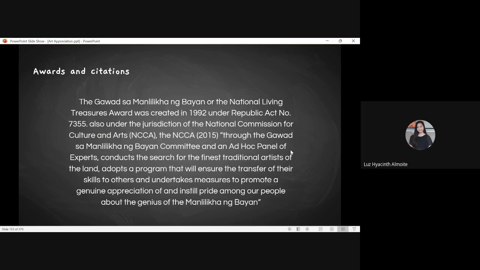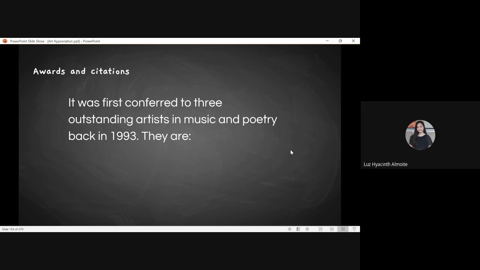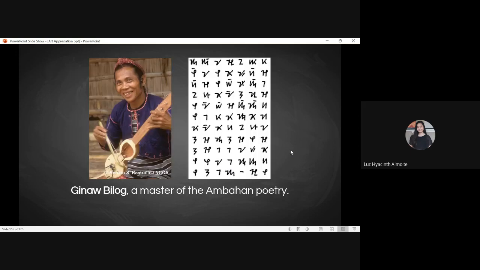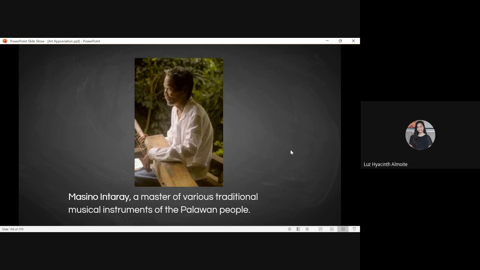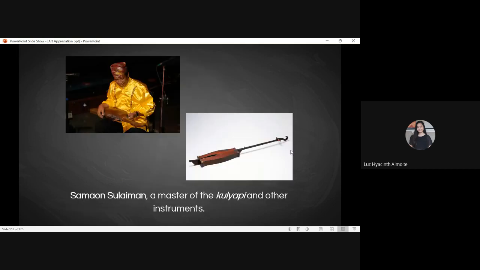The Gawad sa Manlilikha ng Bayan or the National Living Treasures Award was created in 1992 under Republic Act number 7355, also under the jurisdiction of the National Commission for Culture and the Arts or the NCCA. It was first conferred to three outstanding artists in music and poetry back in 1993. Number one is the Ginaw Bilog, a master of the Ambahan poetry. Two is the Masino Intaray, a master of various traditional musical instruments of the Palawan people. And the last one is the Samaon Sulaiman, a master of the kulintang and other instruments.